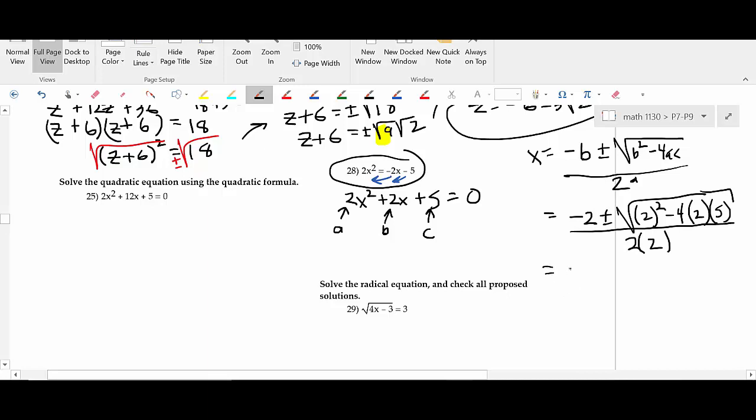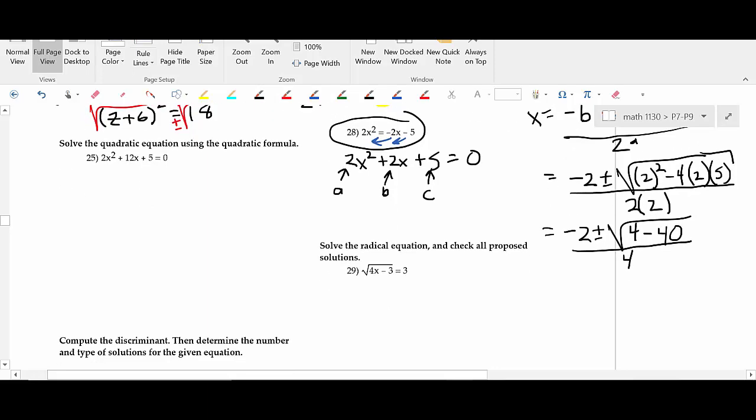Now, let's see what we got here. This would be negative 2 plus or minus square root of 4. And then this would be 8 times 5, so that would be 40. And then that would be over 4. Now, we haven't talked about this yet. We're not ready to talk about this yet. So at this stage, I'll tell you what we're going to do. This right here would be negative 2 plus or minus square root of negative 36 over 4.